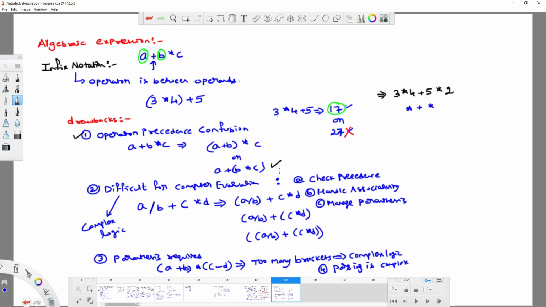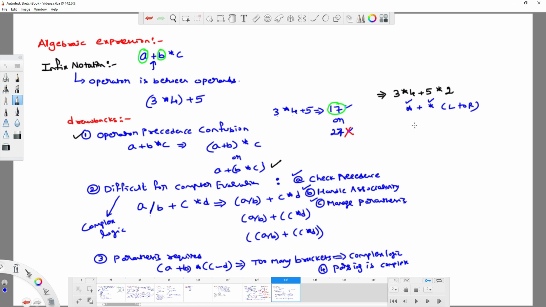When we have more than one operator, which one has the highest precedence? Star has the highest precedence. Is there any operator with the same precedence? Yes, star has the same precedence. When two operators have the same precedence, how are we going to evaluate? You have to evaluate from left to right. So you have to check the precedence, handle the associativity, and if there are parentheses, you have to manage the parentheses also.